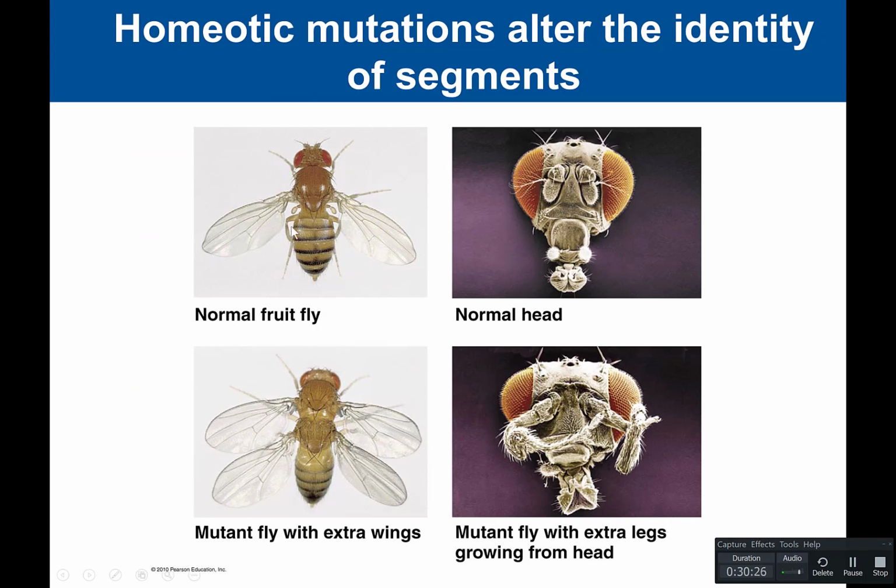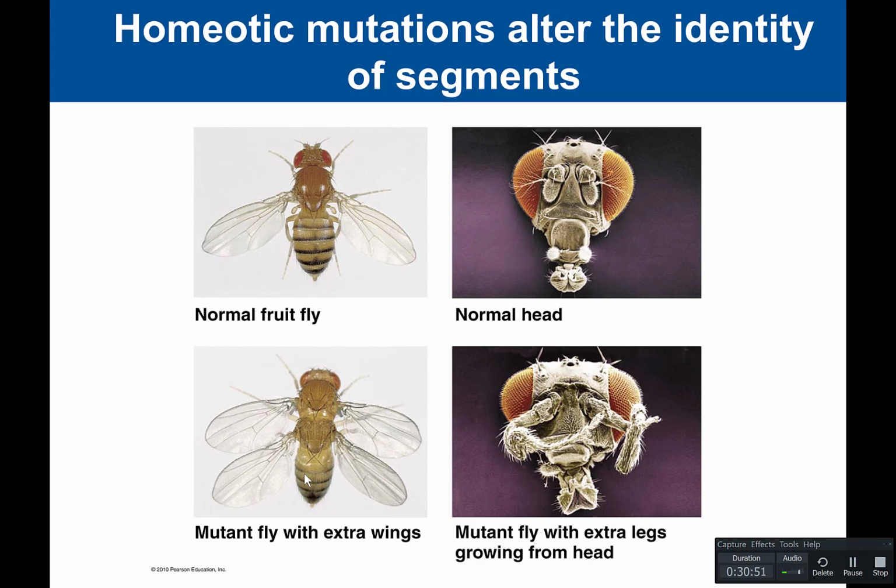Notice that here we have a normal fruit fly, and this is what it would look like. Here we have a mutant fly with extra wings. So it has this duplication event of these homeotic genes. And so you get this alternate segmentation where you now get a second set of wings where legs should be instead.